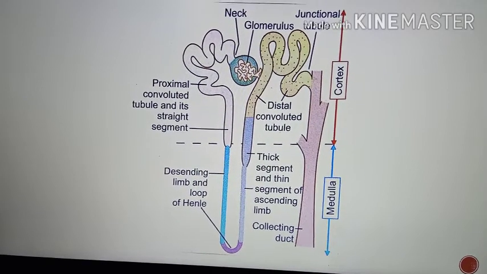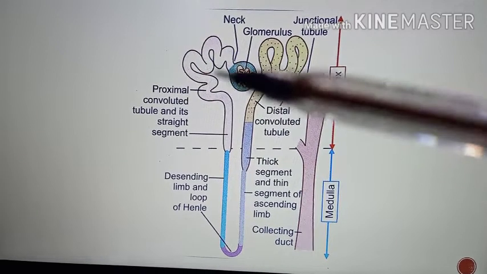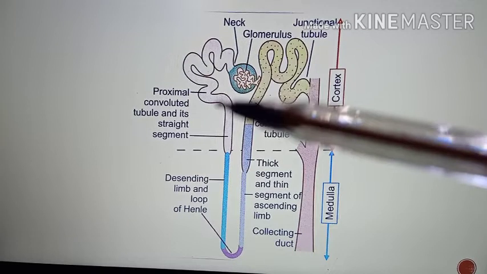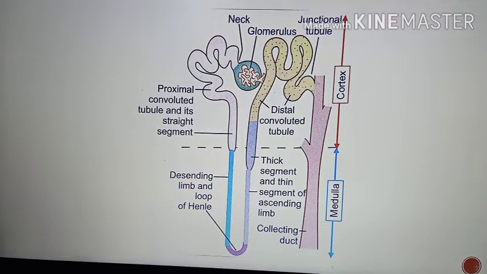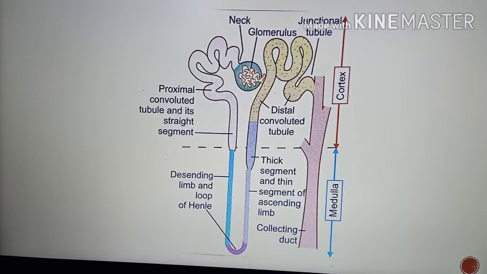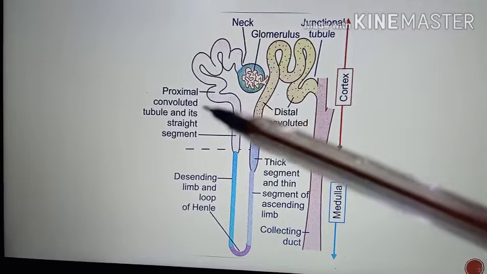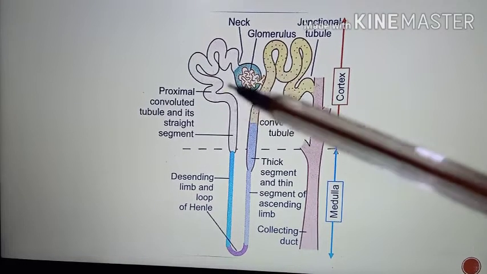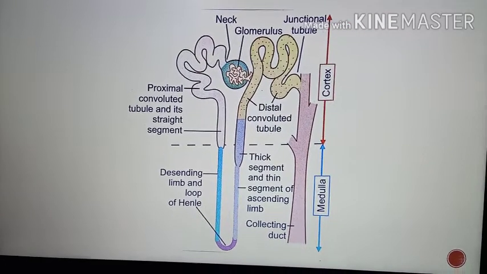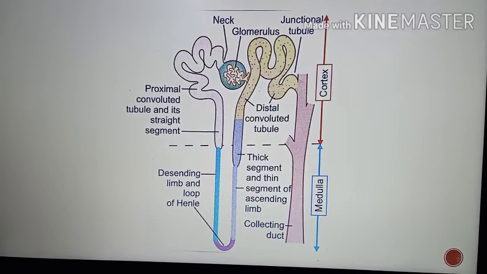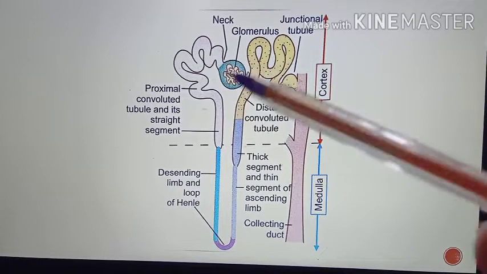The basement membrane of the parietal layer of Bowman's capsule is continuous with the basement membrane of the tubule. Along its entire length, the renal tubule is lined by a single layer of epithelial cells. Now we will study the proximal convoluted tubule. This is the largest part of the nephron and it is present in the cortex. When you saw the kidney, we saw outer cortex and inner medulla. This proximal convoluted tubule is present in the outer cortex portion of the kidney.